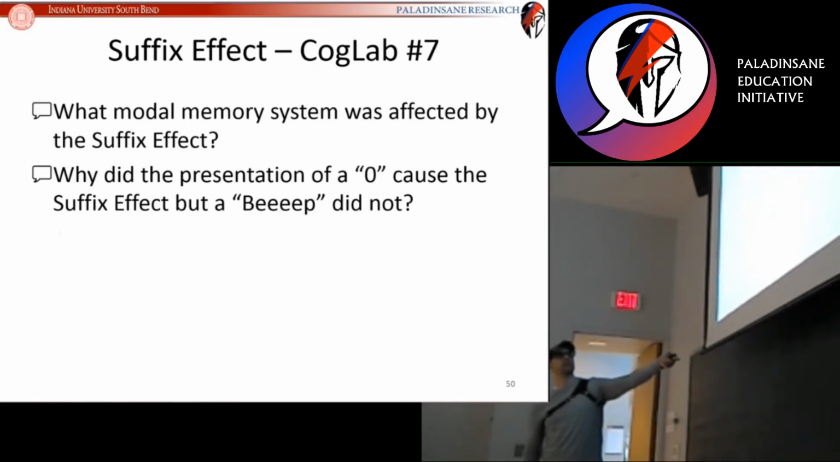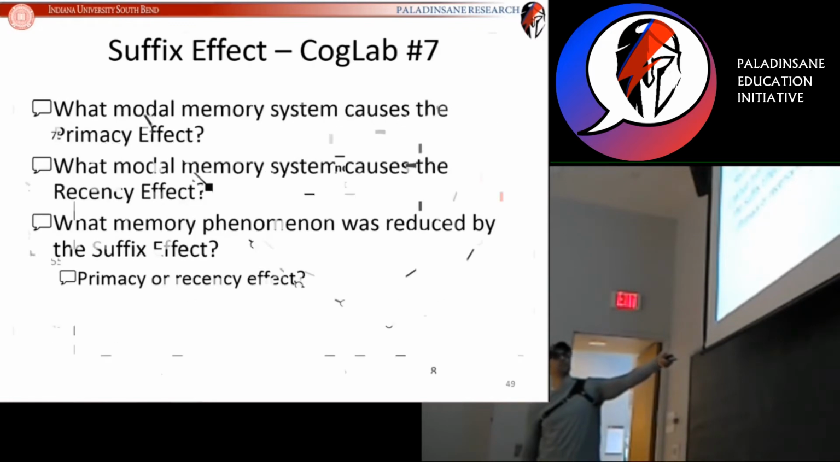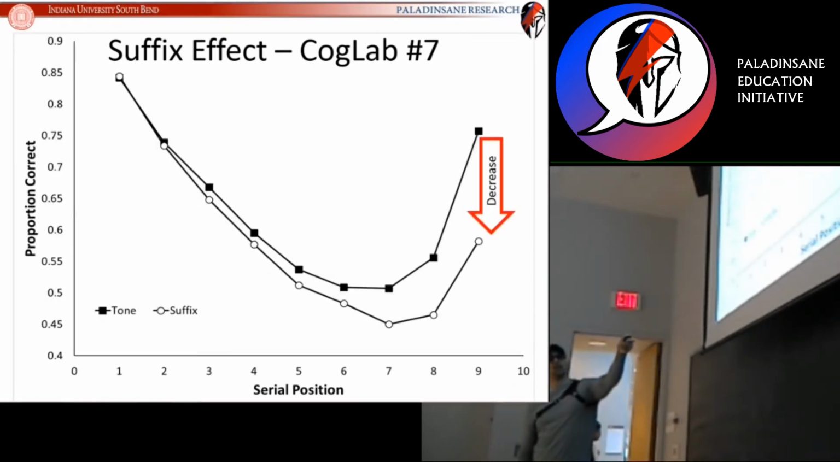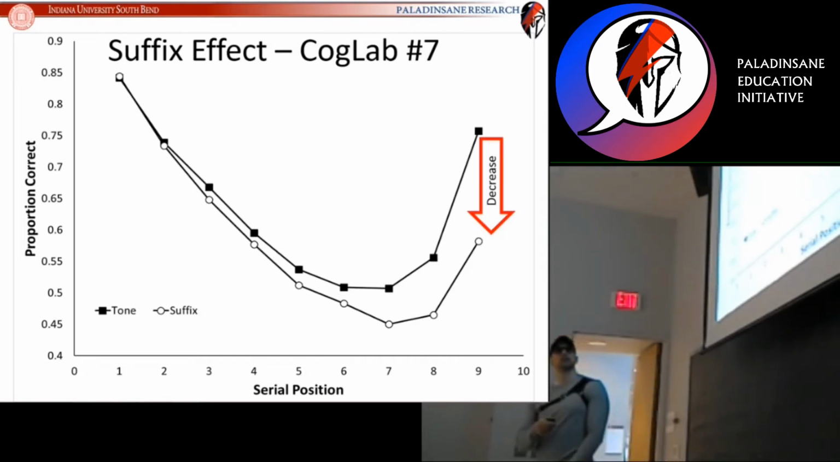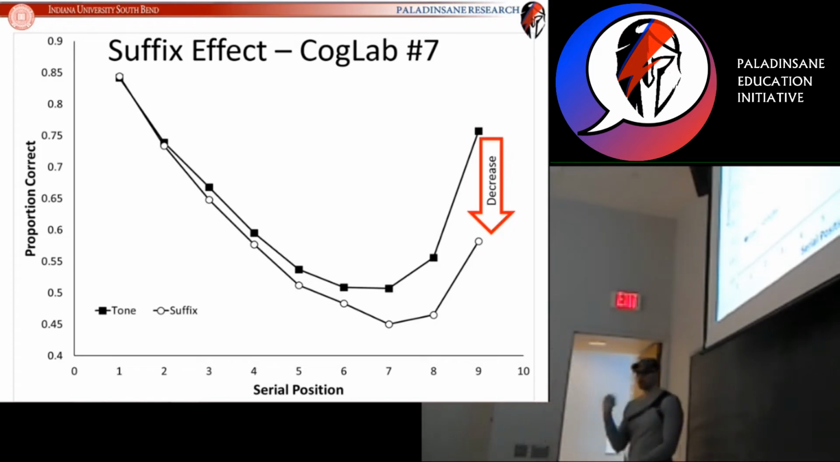Let me back up to that graph a little bit right here. So, if you had control over what goes into working memory, would you see the suffix effect? No, you would not. If you could ignore the 0, if you could code that 0 as a signal, if you could code it as something that you could ignore, we wouldn't have this suffix effect.